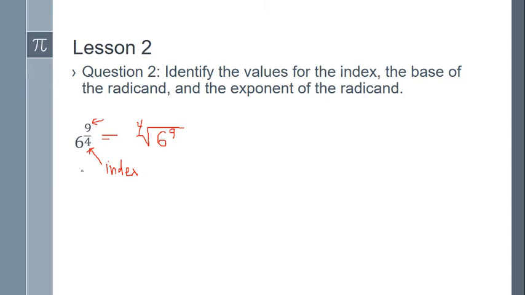All right, so in the end, we can see that here, in this case, the 4, that's the index on our radicand. This is the exponent on our base. And this is the base of the radicand.